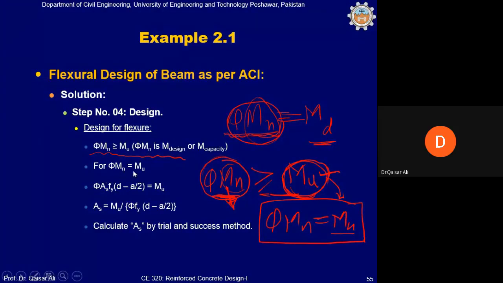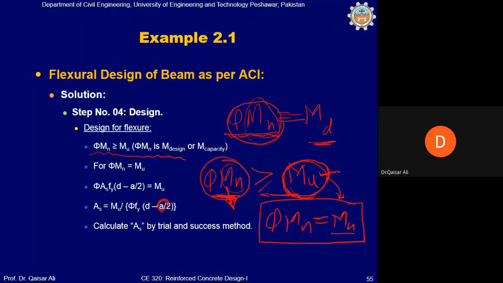When this φMn is equal to Mu, then φ As Fyd minus a by 2 shall be equal to Mu, and from this we will calculate As. As is equal to Mu divided by φ Fy (d minus a by 2). We will calculate As by trial and error method, because in the beginning we do not know small a.